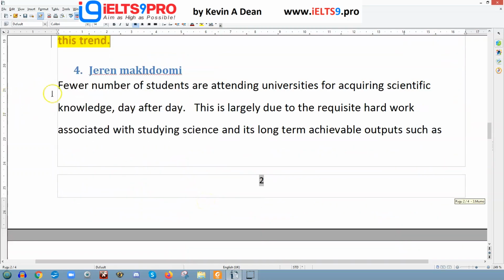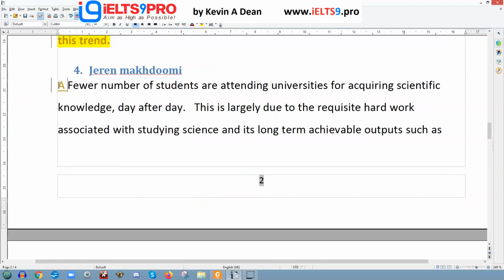Fewer number of students. Fewer. A fewer number of students. Or simply say less. Fewer number of students attend universities for acquiring scientific knowledge. Acquiring scientific knowledge. Well, you can acquire lots of different scientific. What science are you talking about? Acquiring scientific knowledge. Why not simply say studying day after day, which is largely due to the requisite hard work, or don't you have any hard work in other subjects associated with studying science?